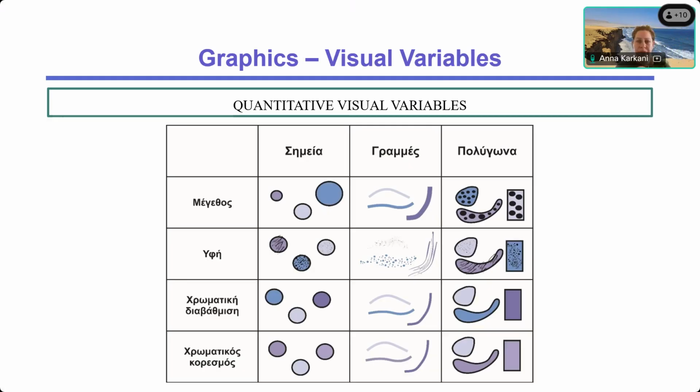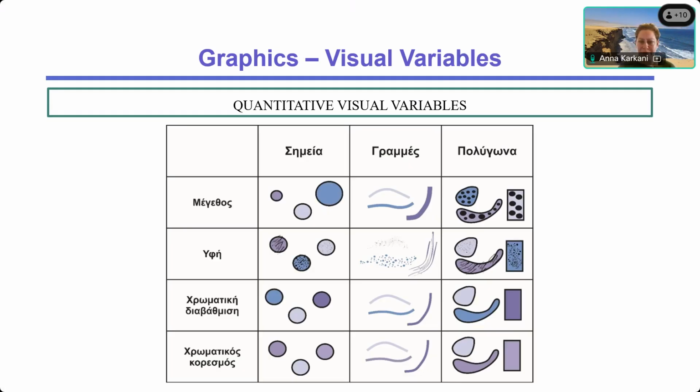So there are different typologies of visual variables that we generally follow when we want to use some things. And some quantitative visual variables are the ones that you see here. Apologies for the Greek, I just realized that the picture inside has Greek, but I will try to explain.